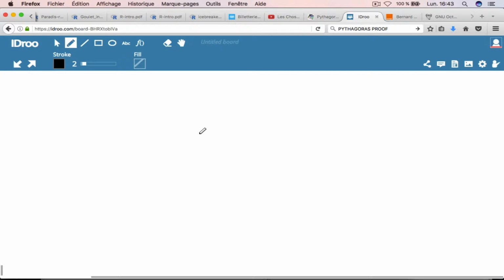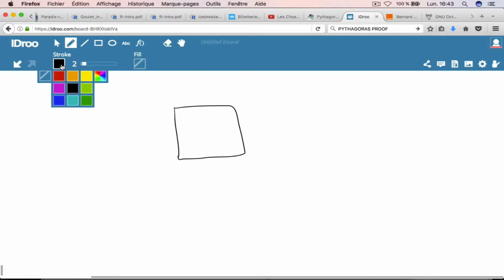Let's have a look. We've got a square. Inside this square, we build a new square, like this. Each side of this square is called C. That's whichever number you like.